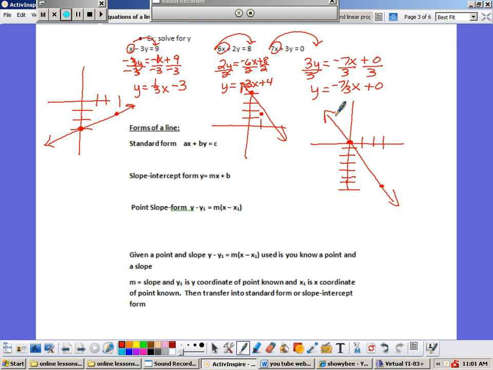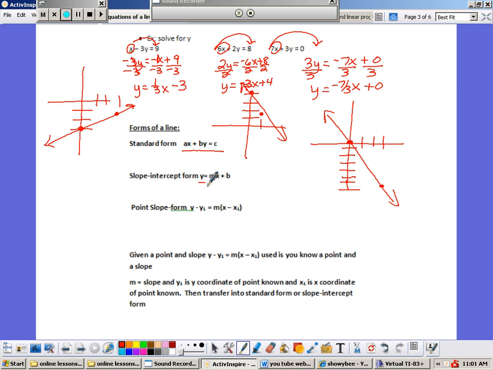Now, there are three forms of lines that we're going to be talking about, and you're responsible to know them. This is standard form: ax plus by equals c. I see it as a very formal way of putting a line. You can't do a lot with it in this form, but it's the formal way of placing the line.